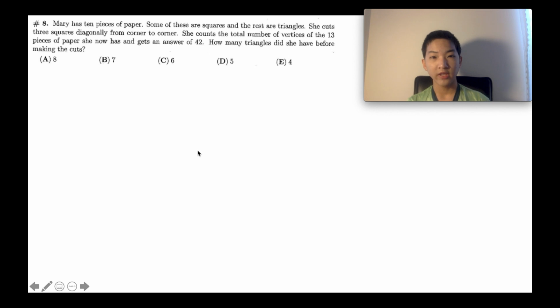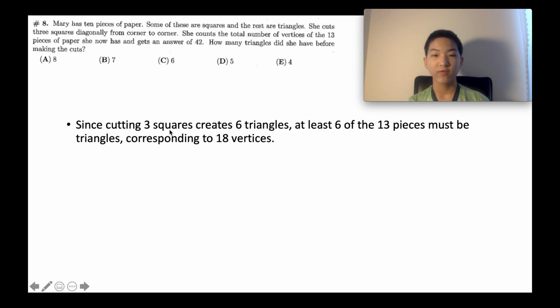For question 8, we first need to realize that cutting 3 squares creates 6 triangles. So at least 6 of the 13 pieces, and these 13 pieces are the pieces that she now has after cutting the squares, at least 6 of these pieces must be triangles. And since each triangle has 3 vertices, there will be 18 vertices.